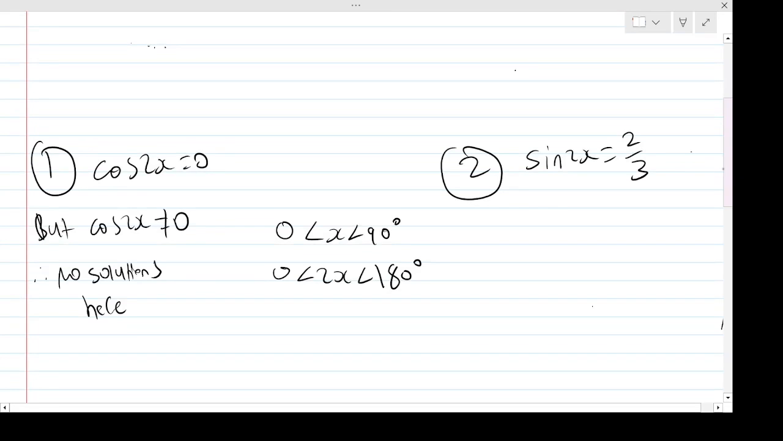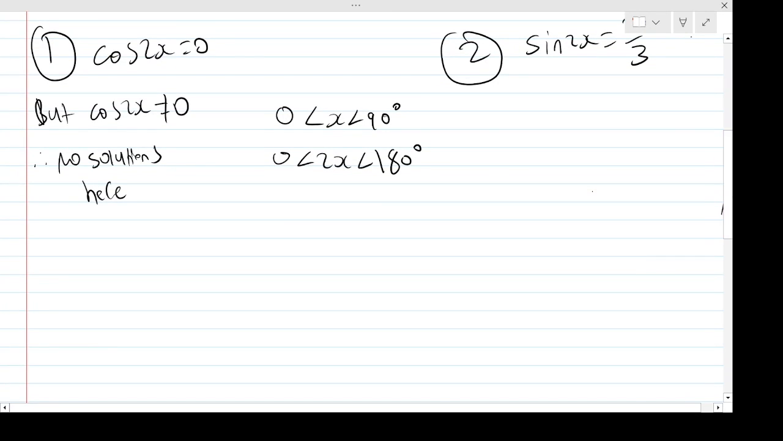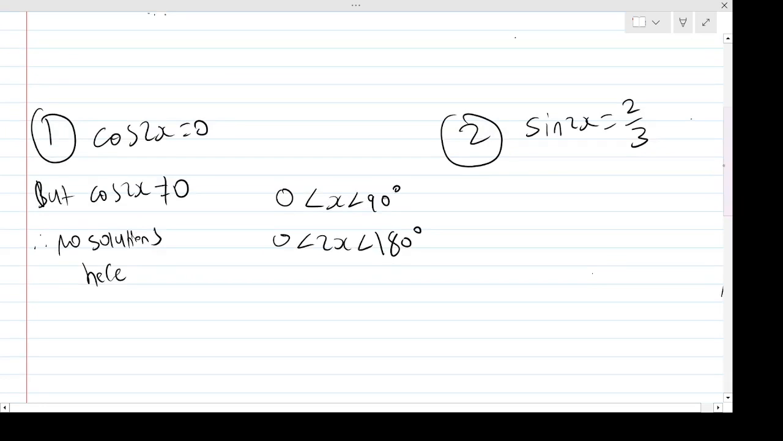But we can solve this other equation, sine 2x is equal to 2/3. Our strategy will be the same. We will firstly do inverse sine of 2/3. That will get me 41.81 and so on degrees. So that means my first solution is going to be 2x equals 41.81, and so on. That's the first solution.